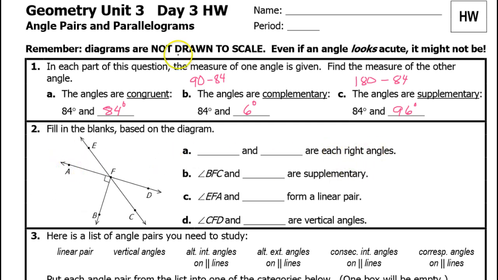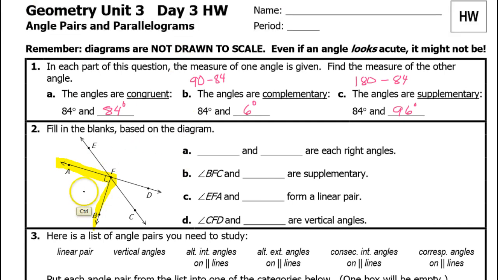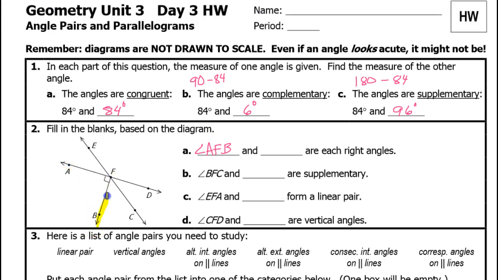So for example, maybe I'll use my highlighter pen for this. This is a right angle. Okay, and so that would be angle AFB. And this angle is also a right angle. And that would be angle BFD.